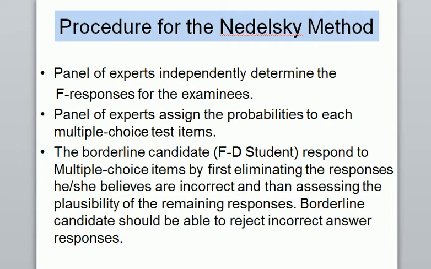Borderline candidates should be able to reject incorrect responses. It means they should be able to eliminate the incorrect responses or incorrect answers of the items.